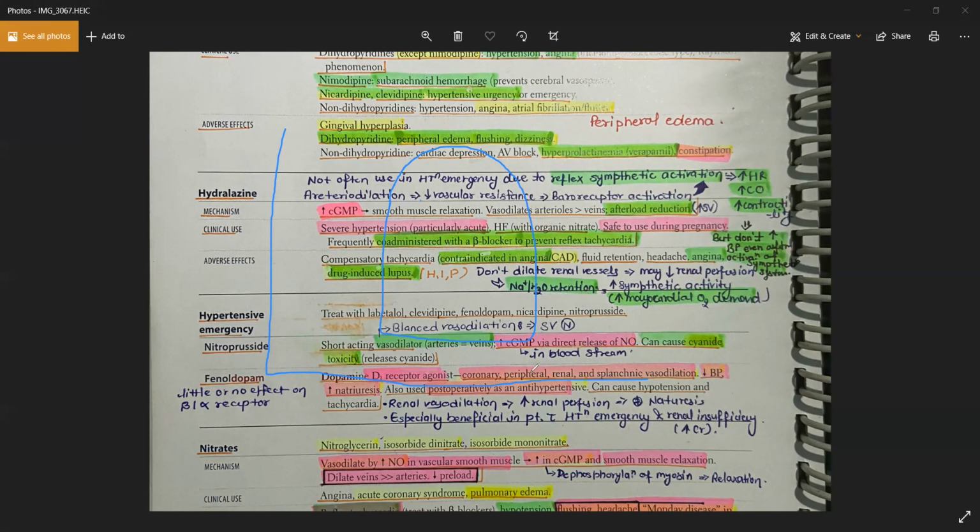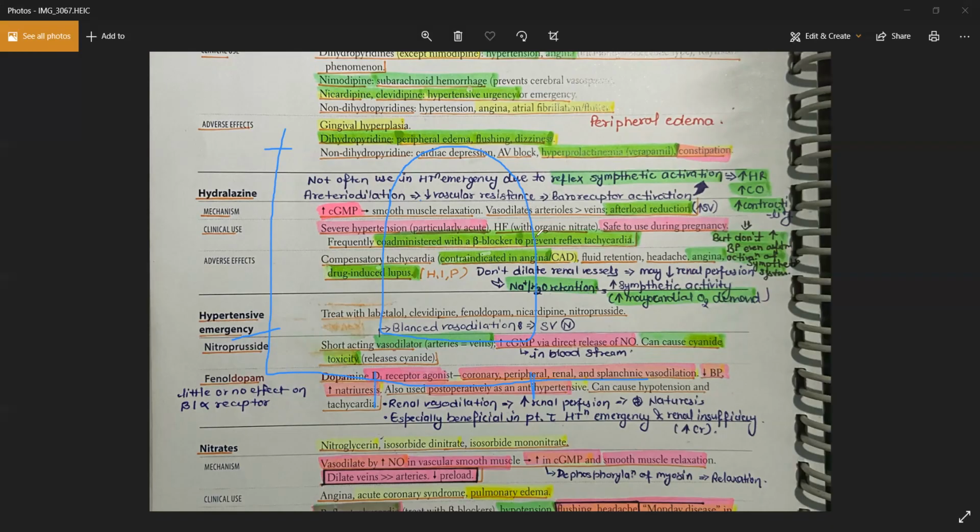This is the end diastolic volume. This is the end systolic volume. This is the pressure. These are the pressure values. So what's going to happen to my end diastolic volume if I decrease the afterload? This line. It will decrease. My end diastolic volume will decrease.